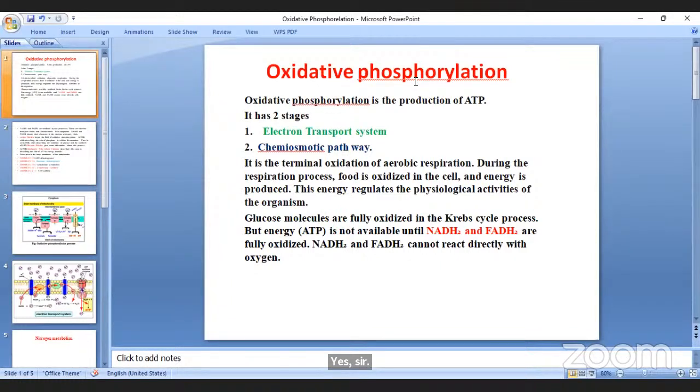Oxidative phosphorylation. Last class we completed respiration stages, only aerobic respiration, right? Glycolysis, Krebs, and oxidative decarboxylation we have completed. The electron transport system we have not completed. Right. Now the electron transport system.